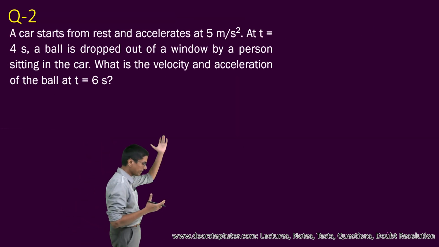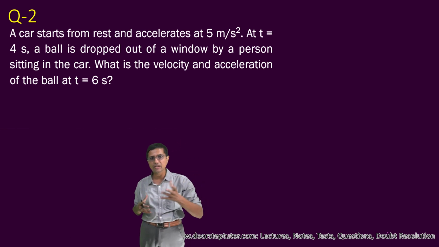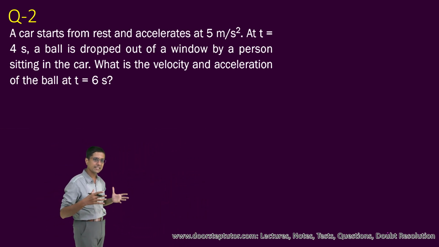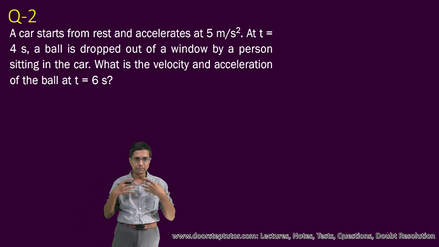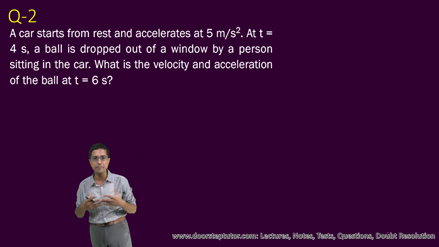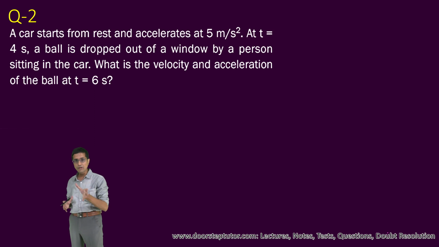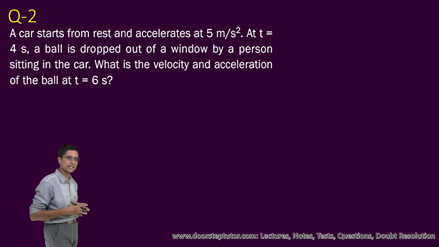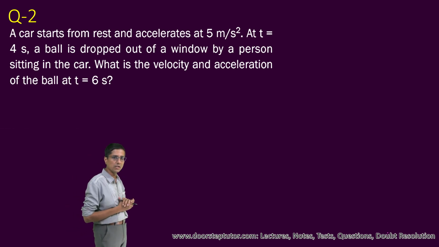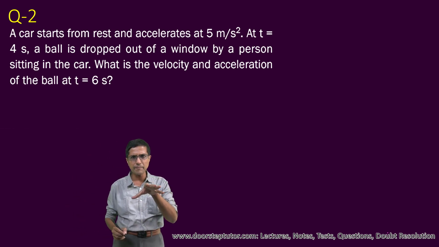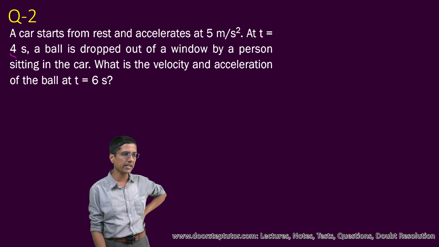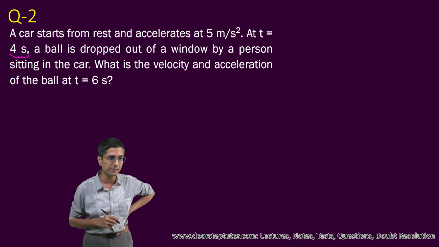So here we are given a car. We have been told that it starts from rest, and then it accelerates with an acceleration of 5 meter per second squared. Now we have also been told that there is a person in the car who drops a ball at t equal to 4 seconds. Something happens at 4 seconds, so that is the time that we really have to note here. It is not happening at t equal to 0, but t equal to 4 seconds.